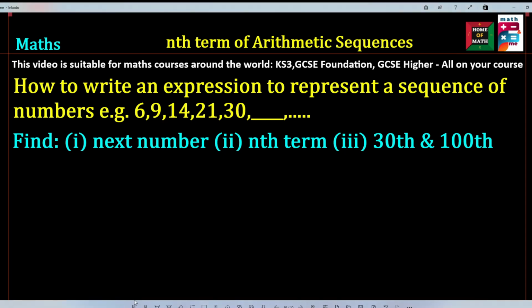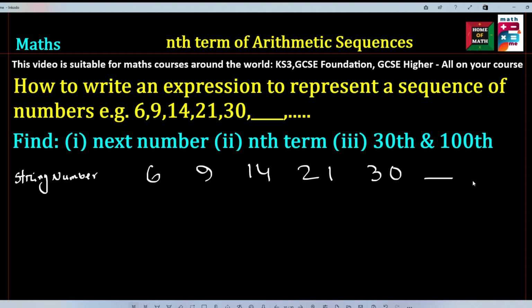Look, the given number sequence is 6, 9, 14, 21, 30. We don't know the numbers after that. So first, what we will find out from the sequence is the difference.